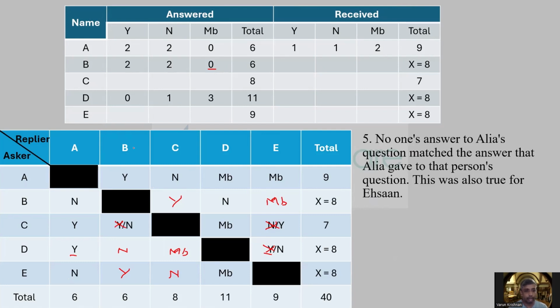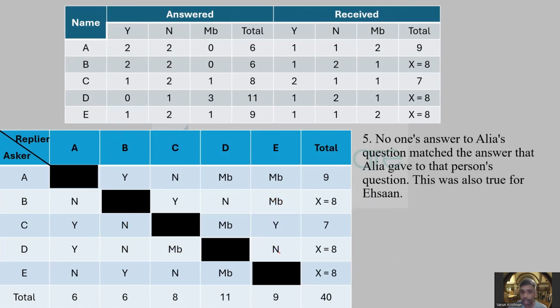Let's look at Badal. Badal has replied to Ehsaan with a yes, and Ehsaan has replied to Badal with a maybe. Yes, it is satisfied. Clive has replied to Ehsaan with a no, and Ehsaan has replied to Clive with a yes. Perfect. Dilshan has replied with a maybe to Ehsaan, and Ehsaan has replied with a no to Dilshan. So even that condition is satisfied. So this is the final table. With this table, we can answer every one of the questions.